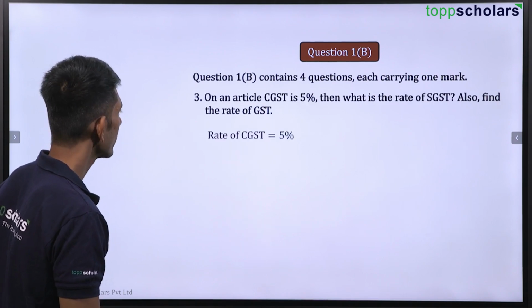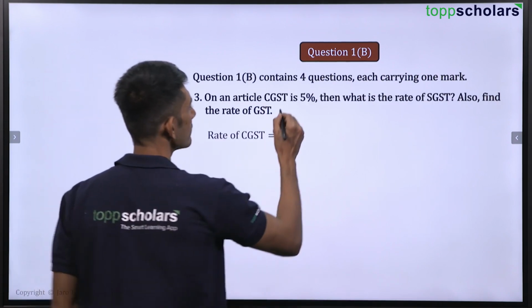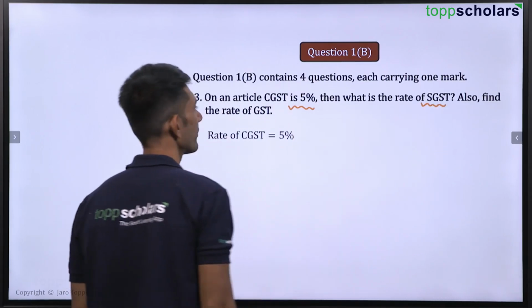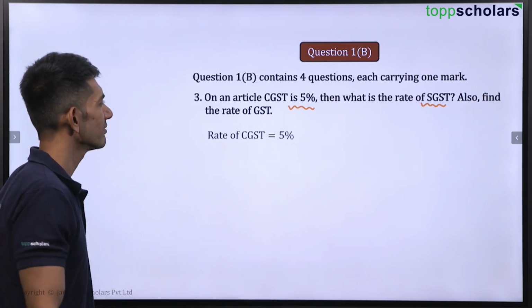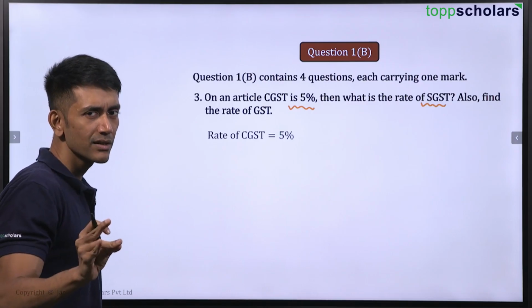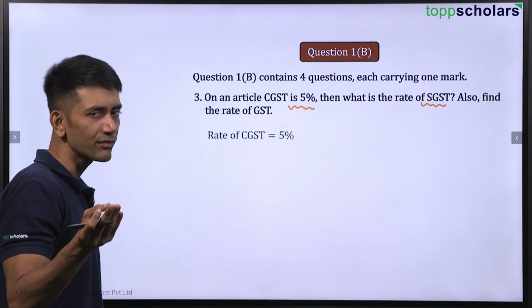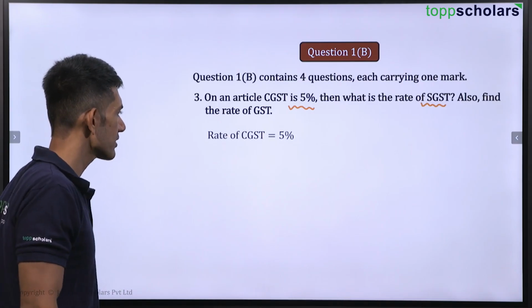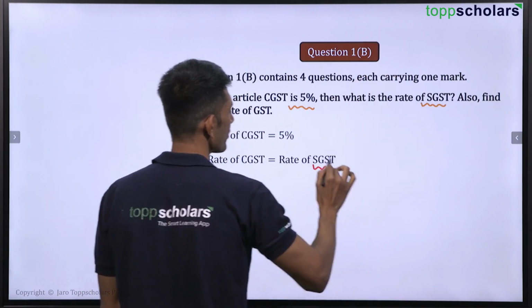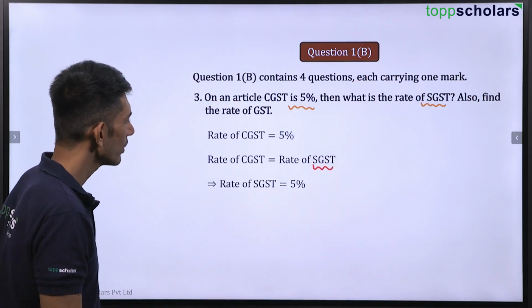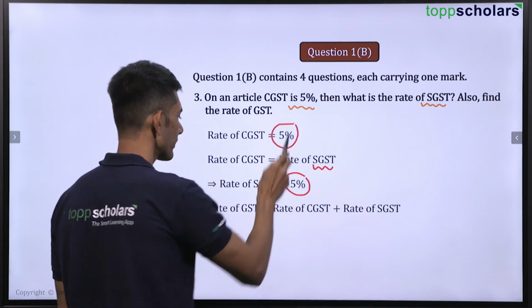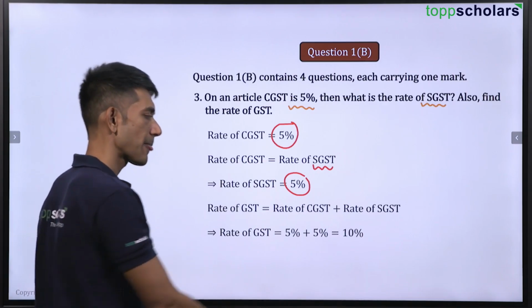So let's continue further with a question. It says on an article, CGST is 5%. Then what is the rate of SGST? Also find the rate of GST. Simple question. CGST is always equal to SGST and GST is addition of CGST and SGST. So rate of CGST is 5%, so rate of CGST will be equal to rate of SGST and both of them are equal to 5%. So rate of GST is the addition of both. 5% plus 5%, that is 10%. That's it.